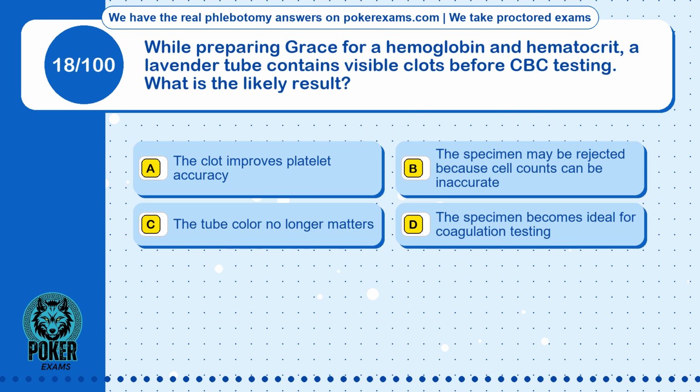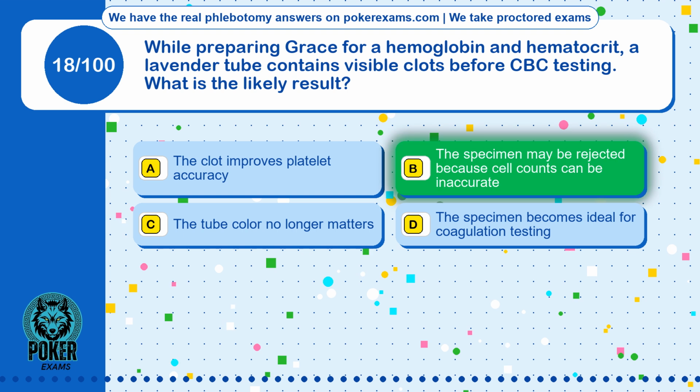Question 18. While preparing Grace for a hemoglobin and hematocrit, a lavender tube contains visible clots before CBC testing. What is the likely result? Option A. The clot improves platelet accuracy. Option B. The specimen may be rejected because cell counts can be inaccurate. Option C. The tube color no longer matters. Option D. The specimen becomes ideal for coagulation testing.